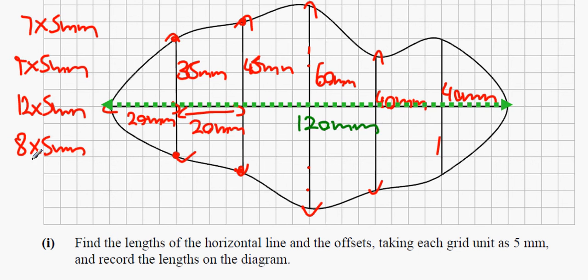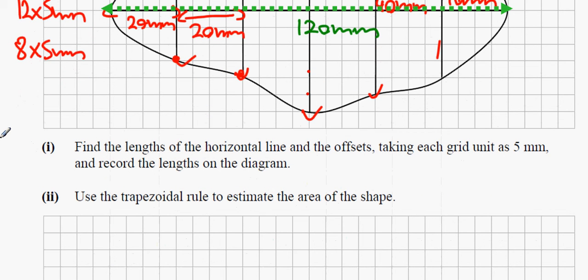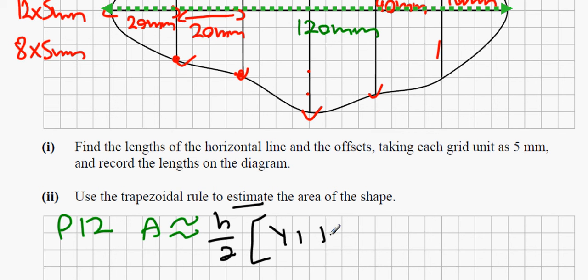Okay, now that you've done that, what we need to do is find the trapezoidal rule in your notes. It's on page 12 of your papers. And the trapezoidal rule looks something like this. Area. Now see these squiggly lines? It means it's roughly, it's an approximation, it's an estimate. Okay, h over 2 (y1 plus yn) plus 2 times (y2 plus y3 plus y4 plus dot dot dot).